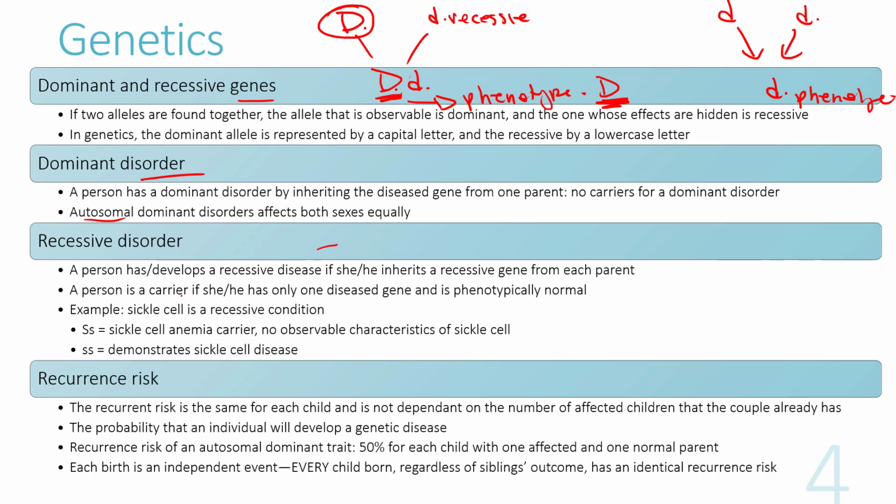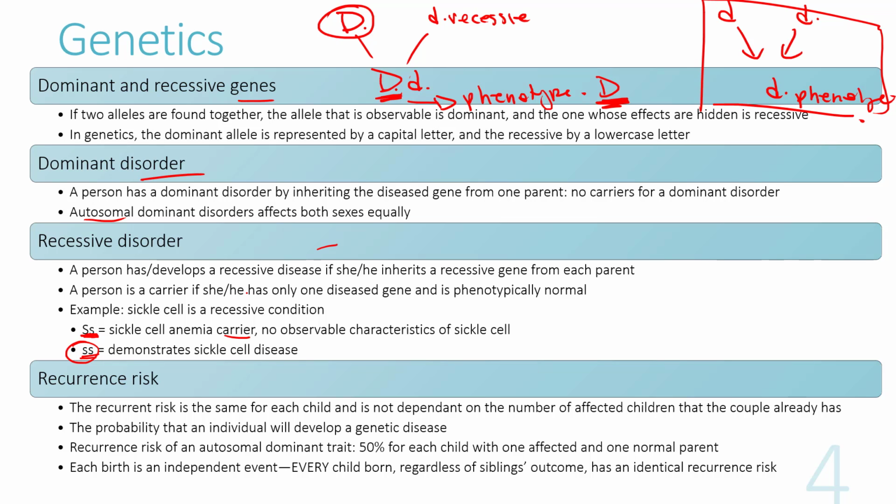A recessive disorder, as I said, needs to be inherited from both parents. So an example of this is sickle cell anemia. A person with sickle cell anemia would have inherited the sickle cell gene from both parents. If a person only inherits the sickle cell, the small s gene, from one parent, they would be a carrier, but they would present themselves as having normal hemoglobin. All right, so recessive disorders need to be inherited from both parents. Dominant only need to be inherited from one parent.